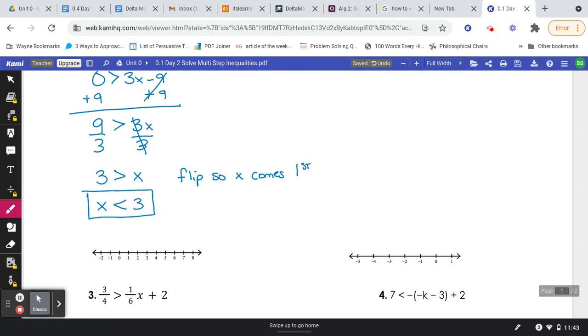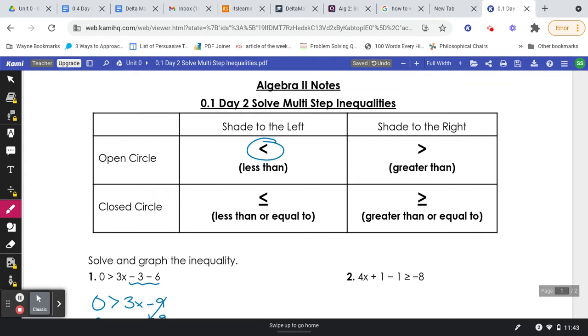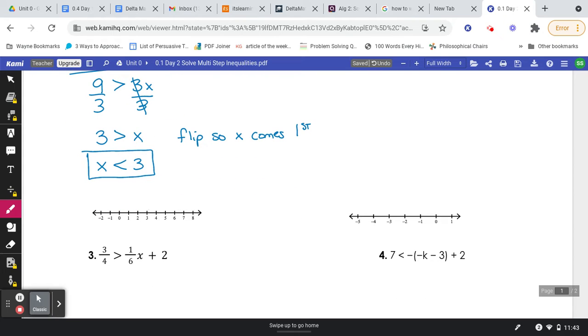That's a less than symbol. If we go up to the top, right here, means we're going to shade it to the left. Less than numbers would be to the left. And it's going to be an open circle. So on my number line, I'm going to have an open circle at 3. And shade over to the left. There we go.